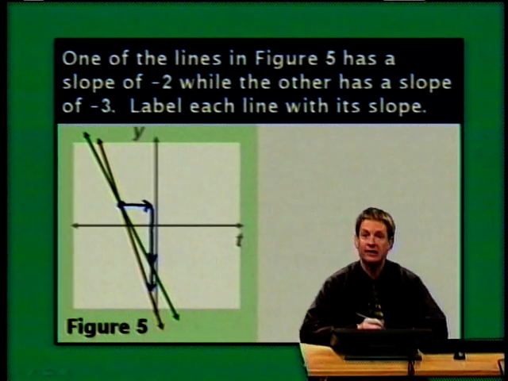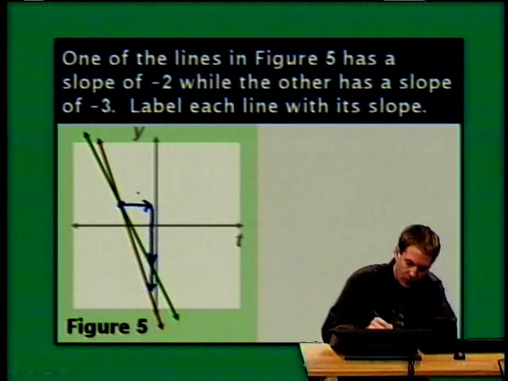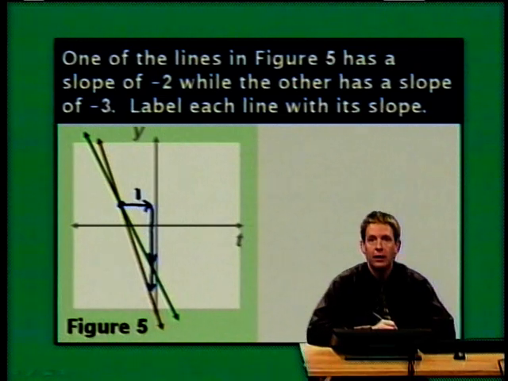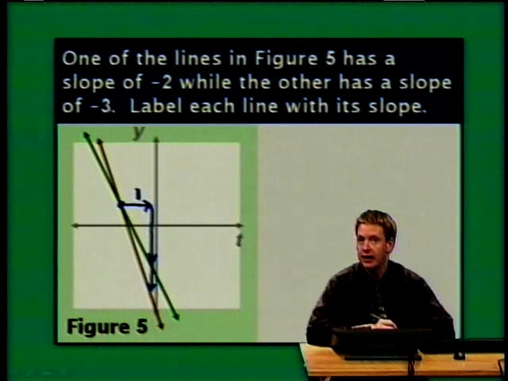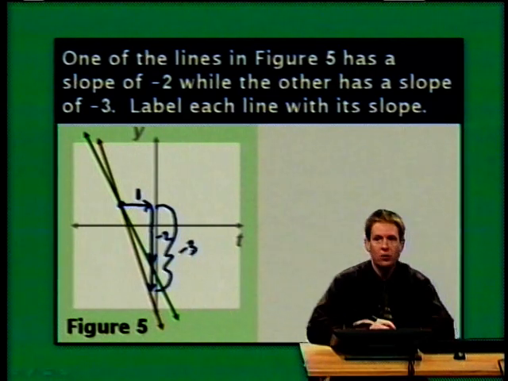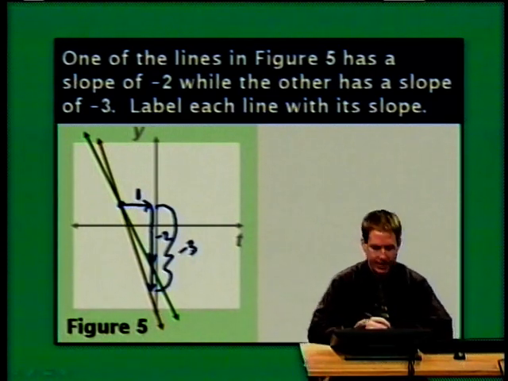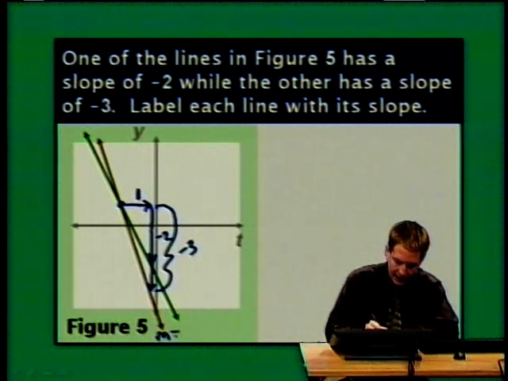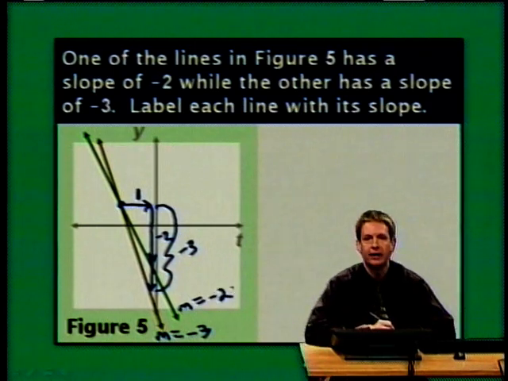To be a little less abstract about this, if this run were 1, since our slopes are -2 and -3, the -2 rise is the shorter of the two rises, and the -3 rise is the longer of the two rises. Any way you look at it, the brown line has the slope of -3, and the green line has the slope of -2.